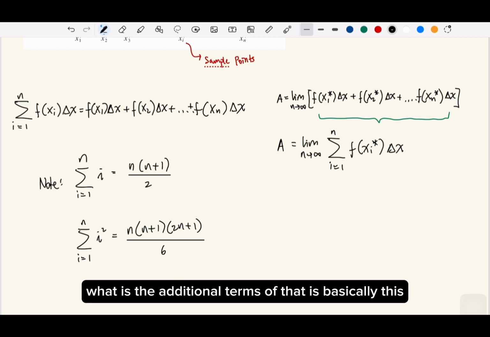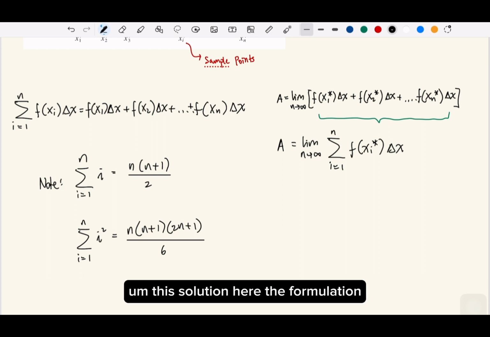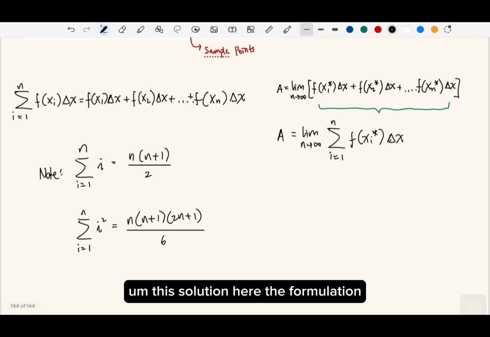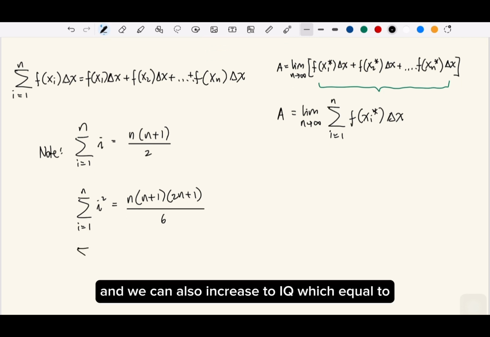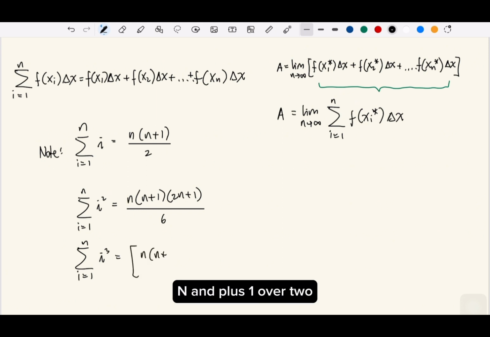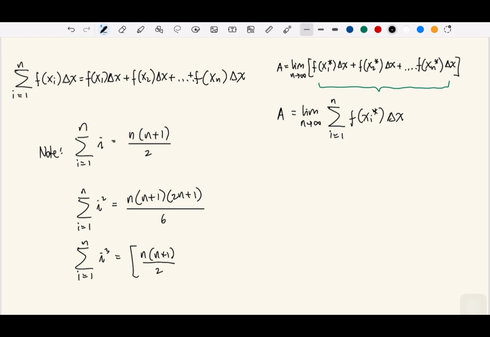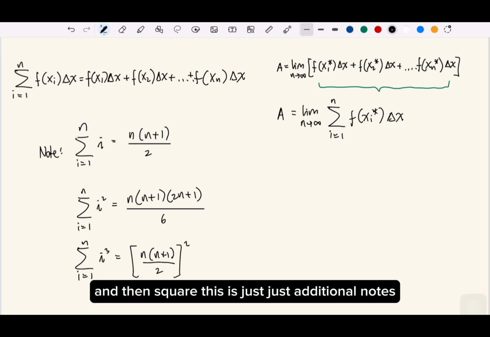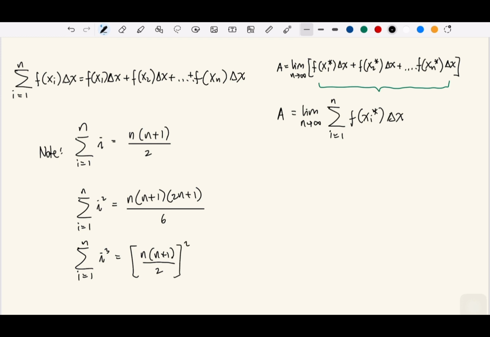What is the addition of those terms? It's basically this solution here, the formulation. And we can also extend to i cubed, which equals n plus 1 over 2, and then squared. Okay, this is just additional notes.